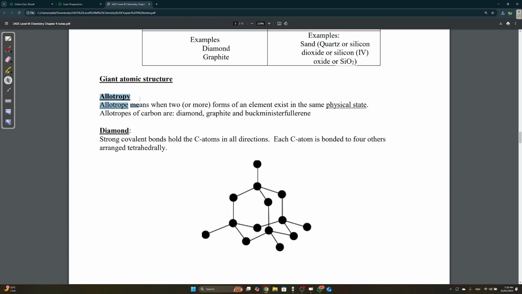This is what you need. This is very important: allotropy. Allotropy means when two or more forms of an element exist in the same physical state.